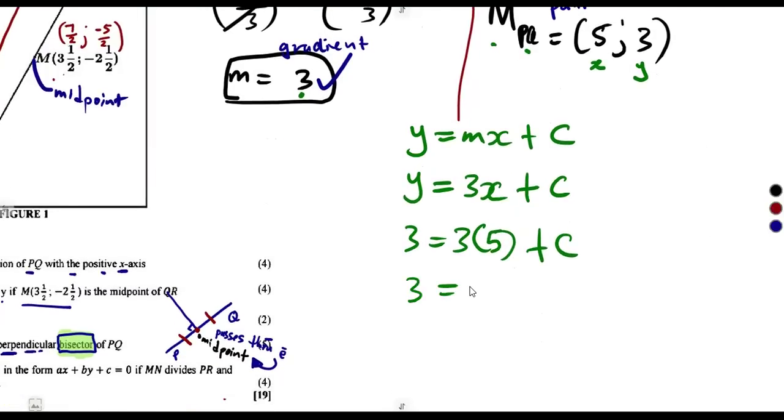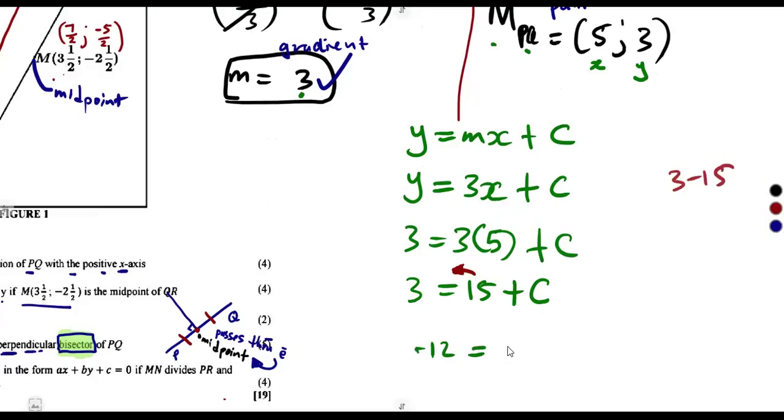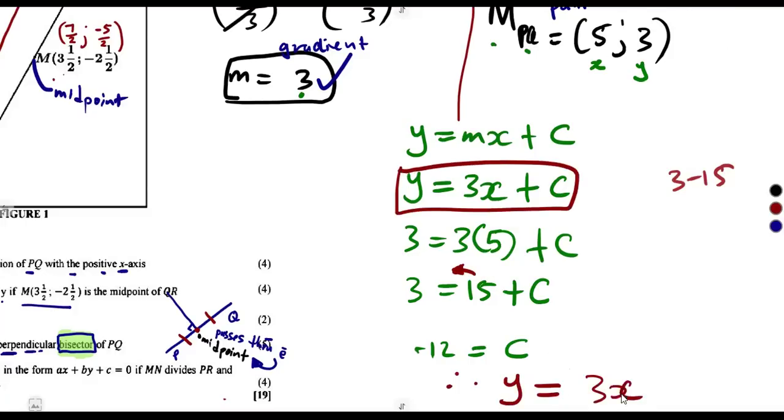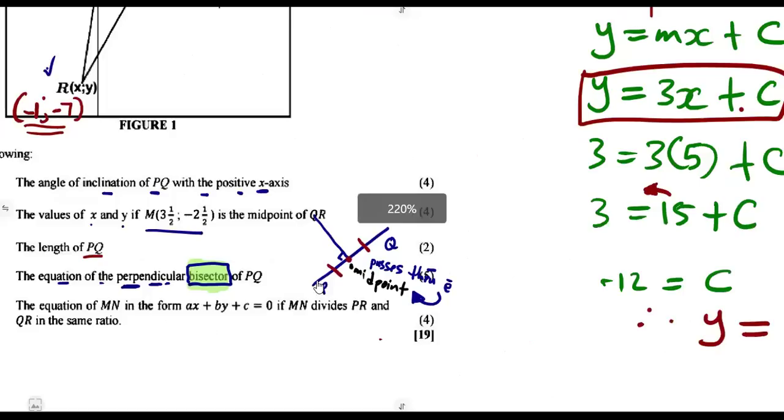3 is equal to 3 times 5, which is 15, plus c. Take the 15 to the other side, it becomes negative. That's 3 minus 15, which is negative 12. So c is equal to negative 12. Therefore, our equation is y = 3x minus 12. Just like that. We were given a certain condition, perpendicular bisector, so that is 5 marks.